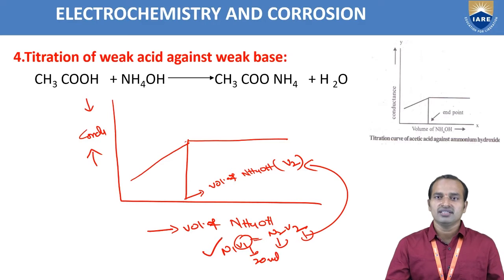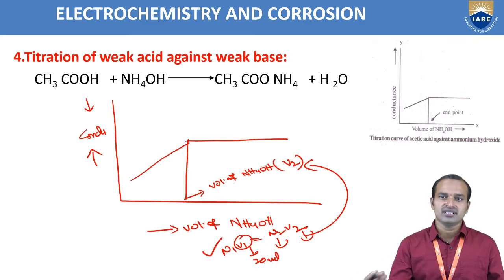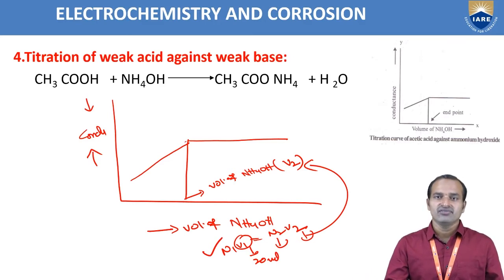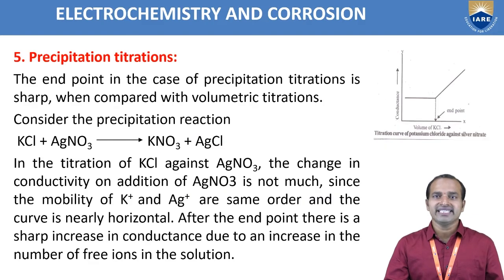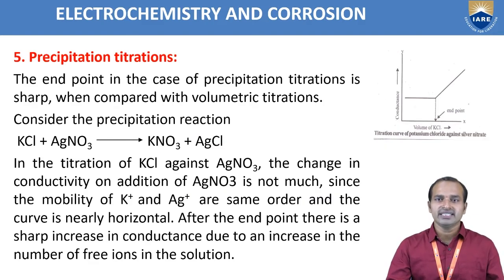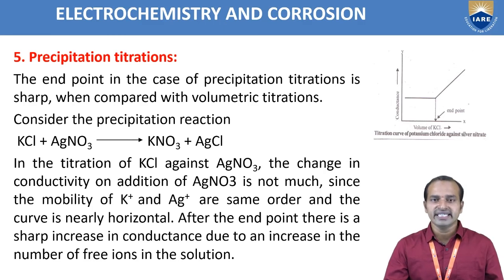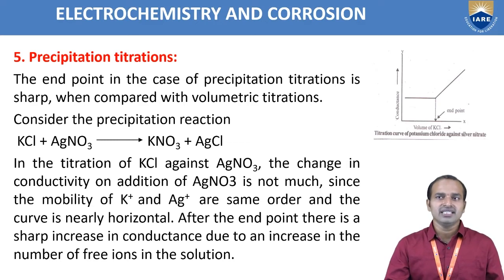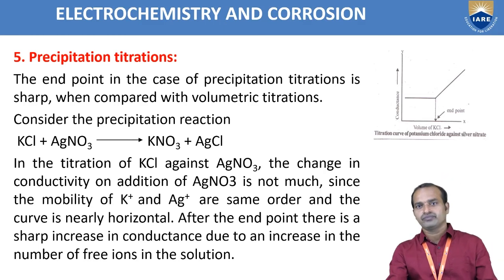So these all are the conductivity titrations of strong acid versus strong base, strong acid versus weak base, weak acid versus strong base, weak acid versus weak base. Next one is the precipitation titrations. In the precipitation titrations, we are using the KCl and AgNO3 solution. In the precipitation titration also, we are getting the end point without using any indicator. We are getting the end point graphically. How? By using the conductometric titration. The end point in this case, precipitation titration, is sharp.